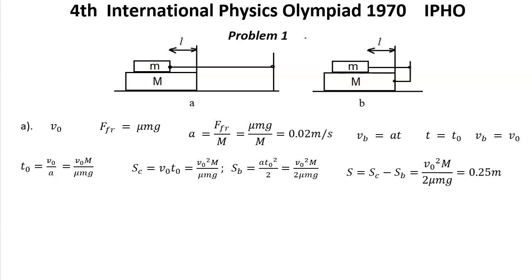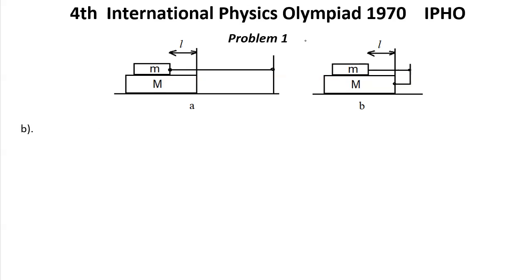Thus, the carriage is moving eventually at the velocity v0 equal to 0.1 meters per second, whereas the bar is moving for the first 5 seconds uniformly accelerated with an acceleration equal to 0.02 meters per second squared, and then the bar is moving with a constant velocity together with the carriage. That was the solution for question A. Solution for question B.